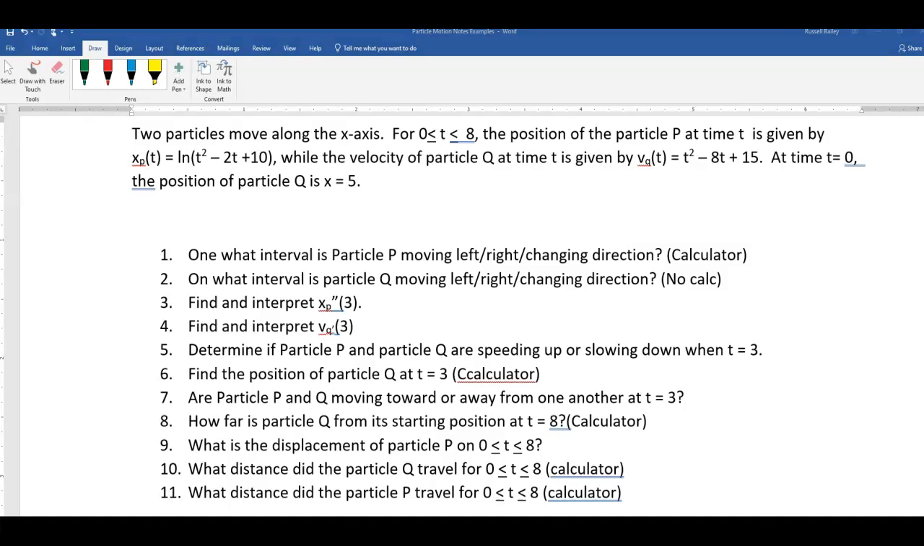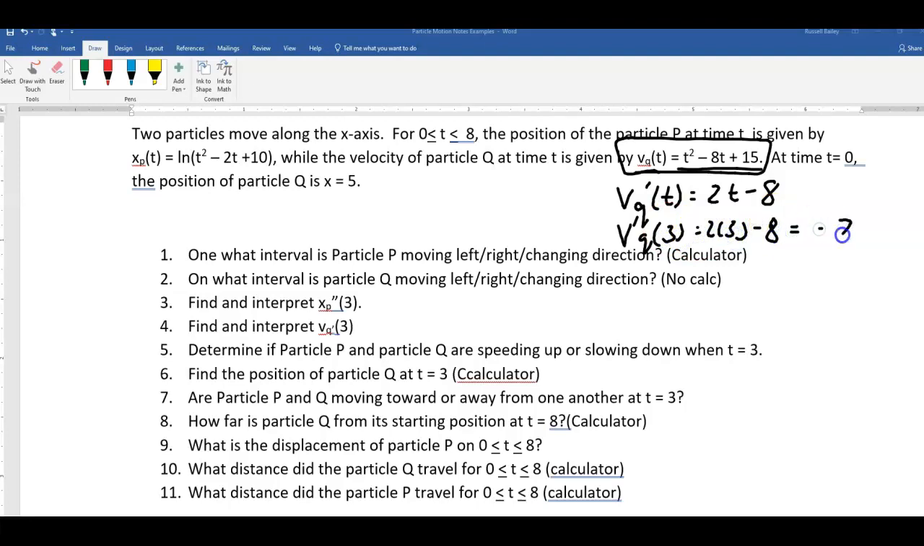So for this one, I think I'm going to choose to not use a calculator. You could. You could just do the math and find the derivative of this and plug in 3. But I think this is pretty easy to find the derivative without a calculator. So the derivative without a calculator is this. So v prime of 3 will be 2 times 3 minus 8, which is negative 2.